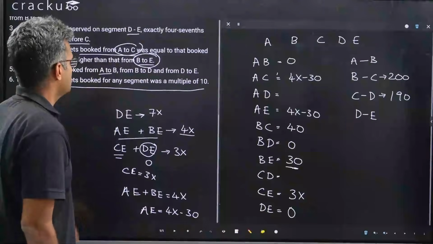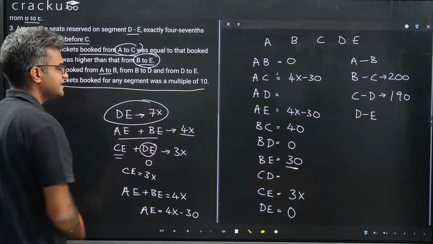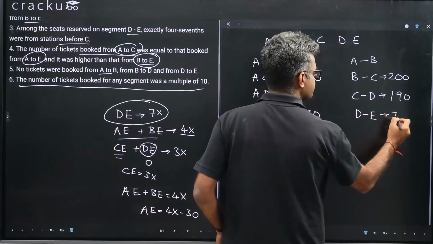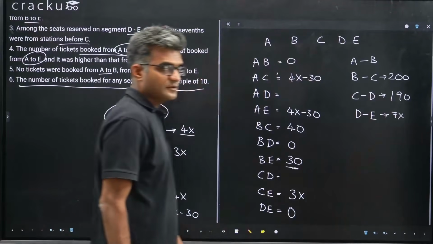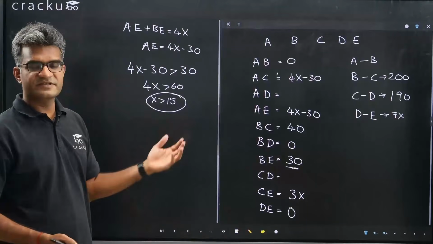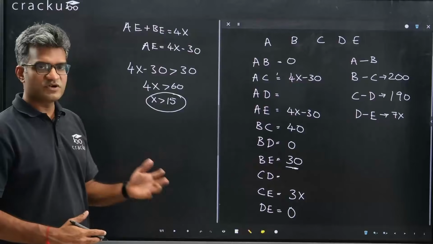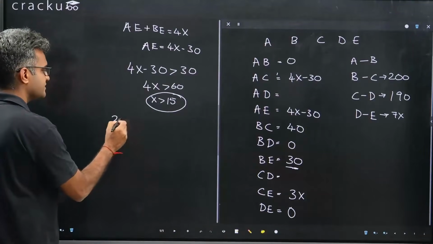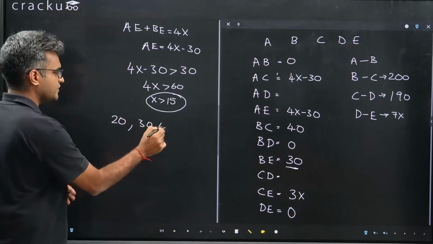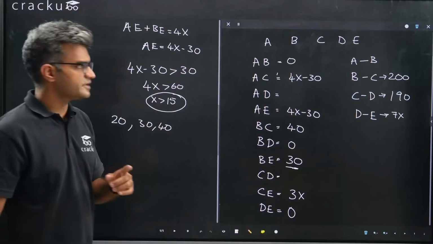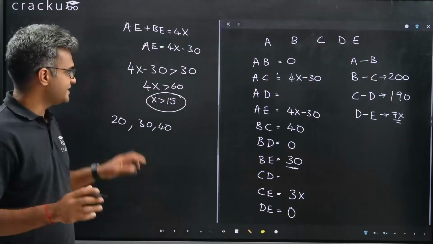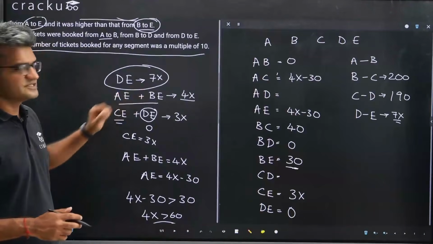Now, what is the total number of people who traveled in the immediate segment DE? This is equal to 7x. What we know is that x is greater than 15, and all of these are multiples of 10. So the smallest value x can take is 20. It can be either 20 or 30 or 40 or so on. But one thing you have to remember is the number of people who traveled in the immediate segment D to E is 7x. That is what we assumed.